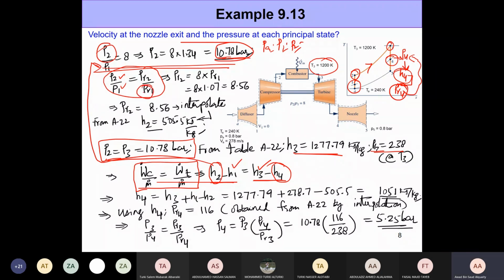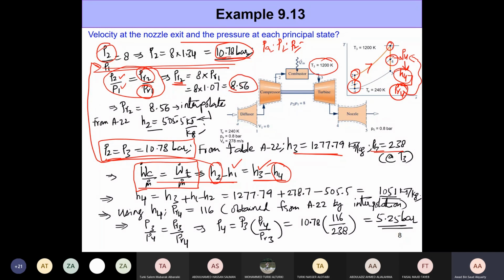Now, PR1 is something that we already determined when we were trying to find out the pressure at state 1. So in this equation, everything is known except PR2. We can plug in the numbers and calculate PR2. PR2 comes out to be 8.56.